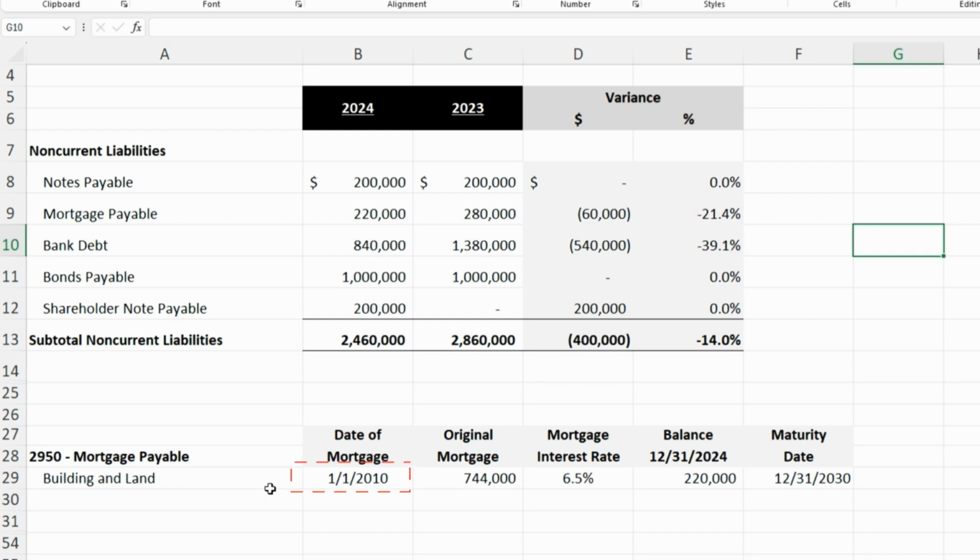The original mortgage was $744,000. We have a 6.5% interest rate, and the balance as of 12/31/24 is $220,000. It doesn't mature until December 31st, 2030. That's why we're keeping it in our long-term or non-current section of our liabilities.